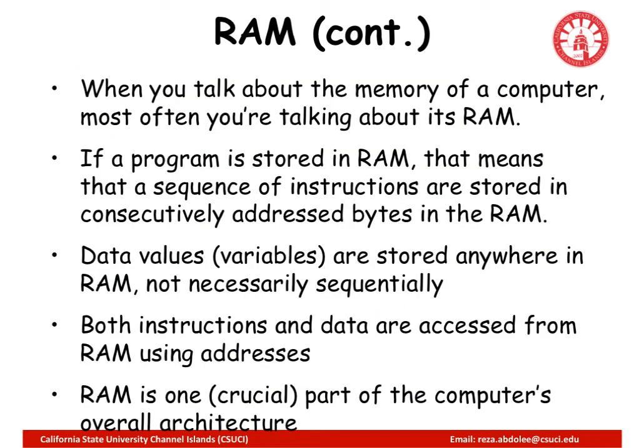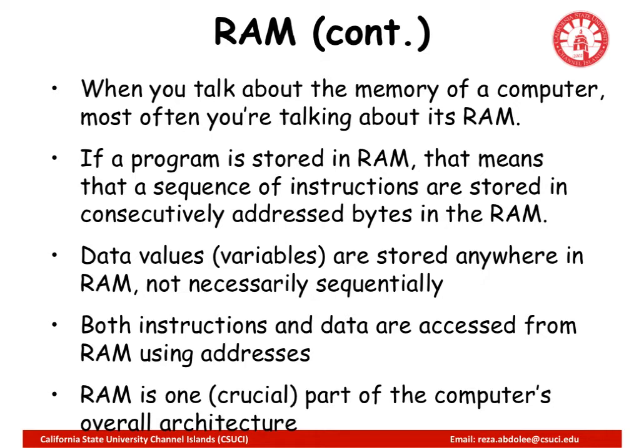RAM is one of the crucial components of the computer's overall architecture. When we talk about the memory of a computer, most often we are talking about its RAM. RAM capacity can significantly impact the processing speed of a computer system. There are two different types of information that can be stored within RAM.